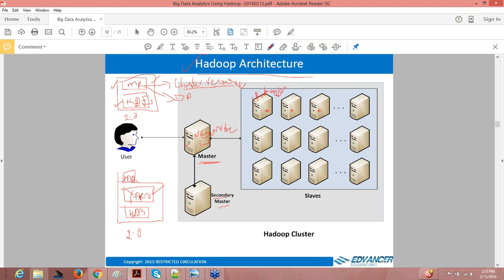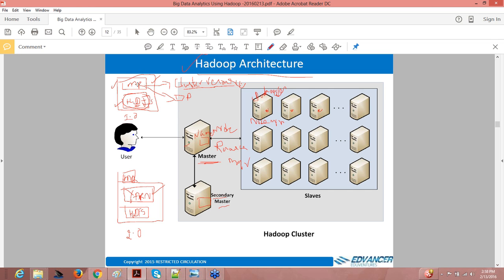We also have a secondary master. For HDFS, the secondary master takes the backup of the metadata that is stored in the name node. So HDFS follows master-slave architecture, where the master is the name node and the slaves are data nodes. The name node maintains the metadata, and data nodes actually store the blocks. Then you have YARN. In Hadoop 2.0, YARN again follows master-slave architecture, where the master is the resource manager and the slaves, the workers, are called node managers. On each slave machine, we'll have a node manager running.